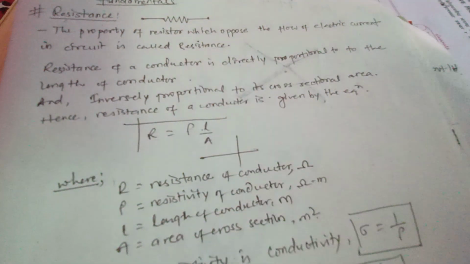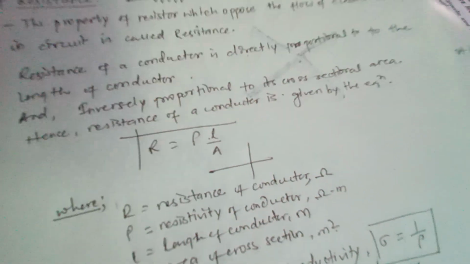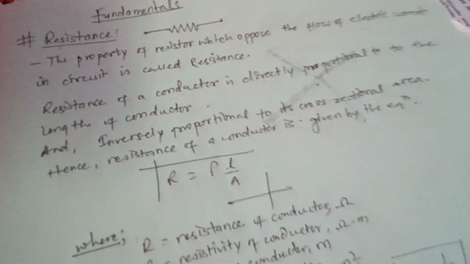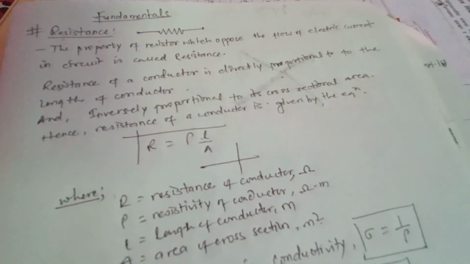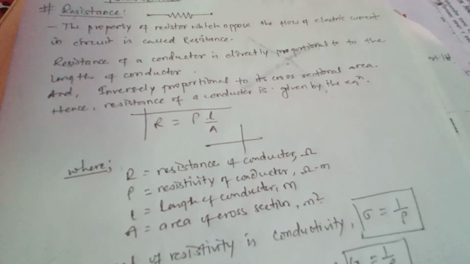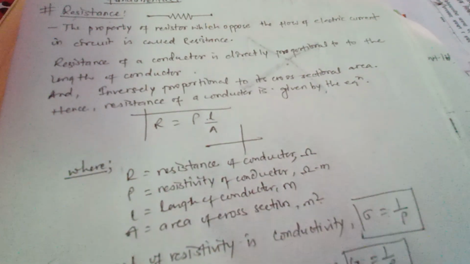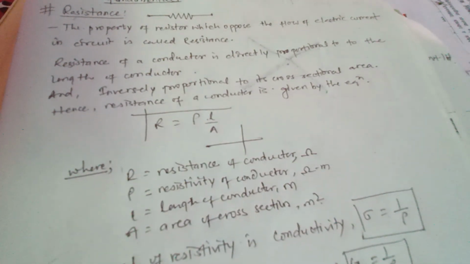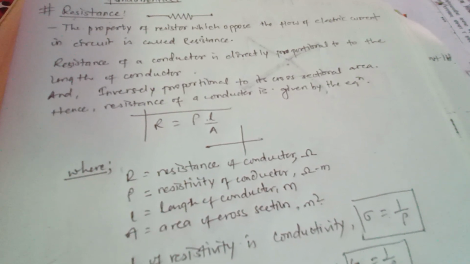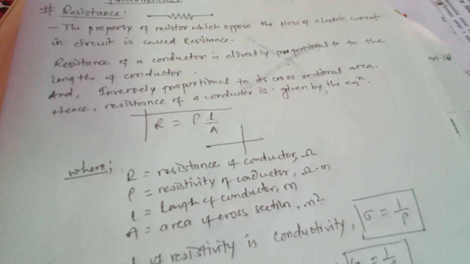Resistance is defined in various ways, but the basic or fundamental concept we need to know is that the opposition to current flowing through an electrical circuit is termed resistance. The property of a resistor which opposes the flow of electric current is termed as resistance.